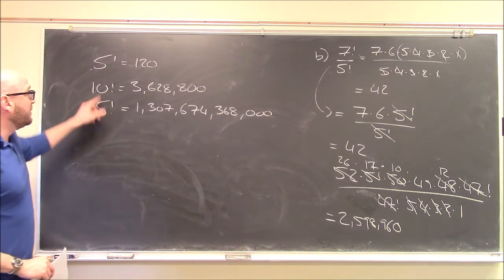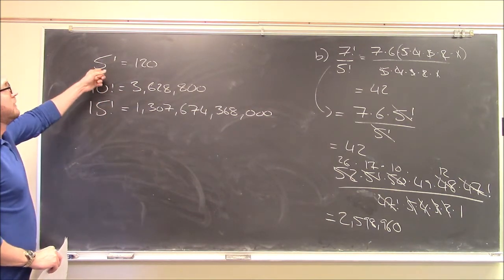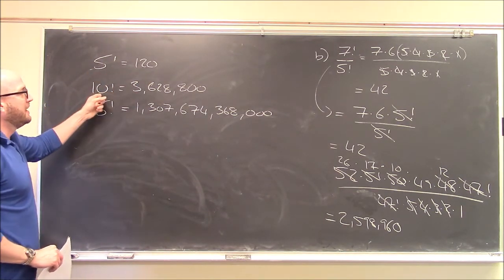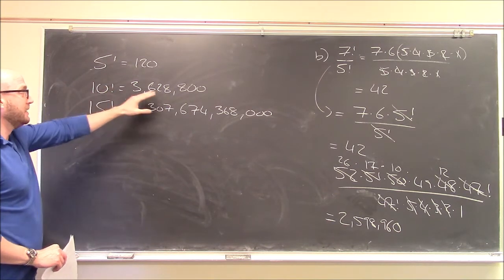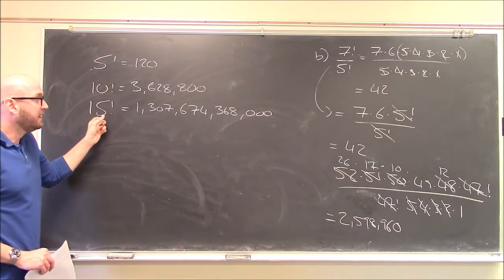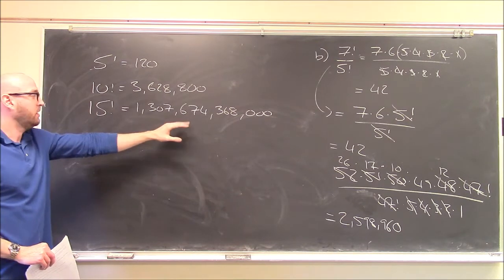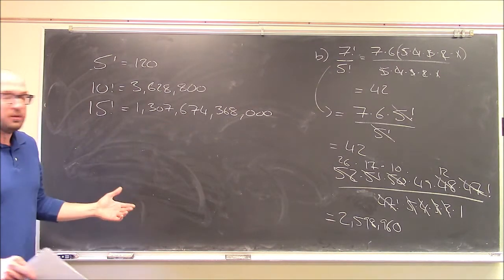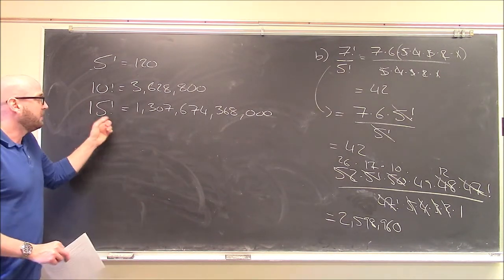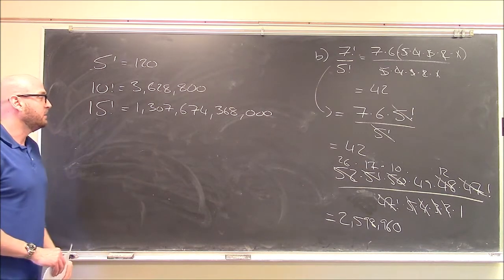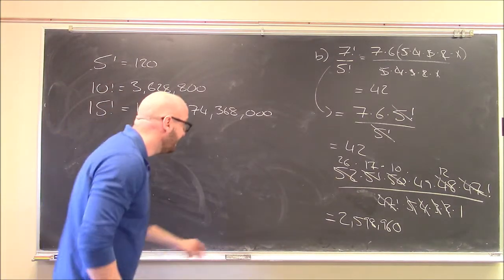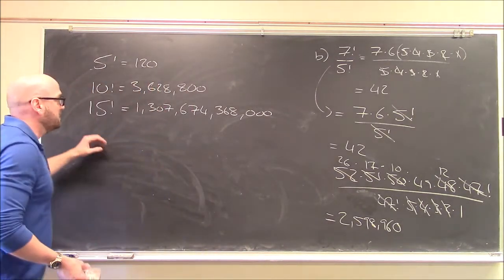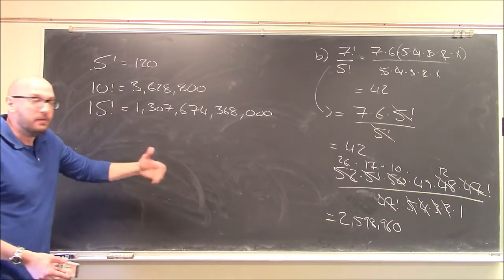So I'm plugging in very small numbers into these factorial functions. 5 factorial, 120, 10 factorial, 10 is a small number, plug it in, you're in the millions. Plug in 15, now you're up to the trillions. Just for fun, take something like 70, plug in 70 factorial into your calculator, see what happens. These numbers are absolutely gargantuan. Factorials grow very, very, very quickly.